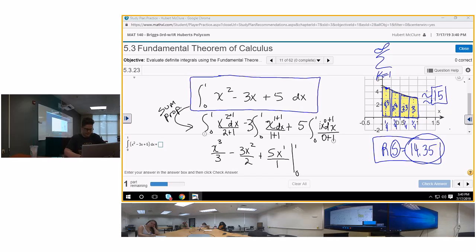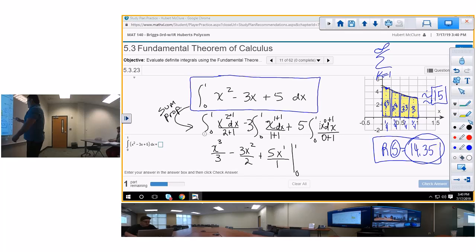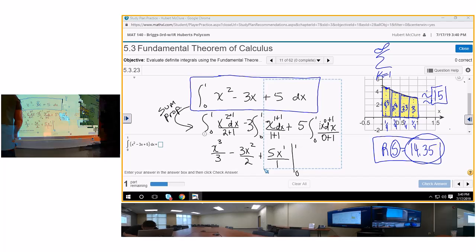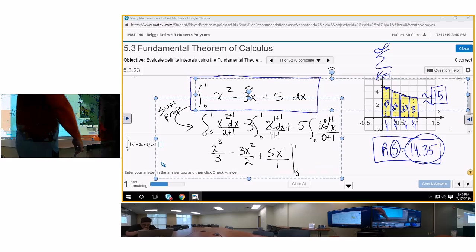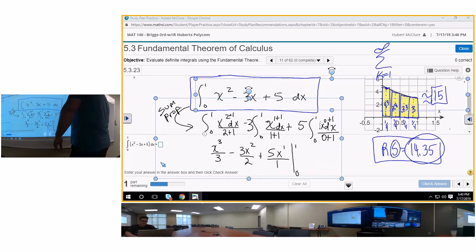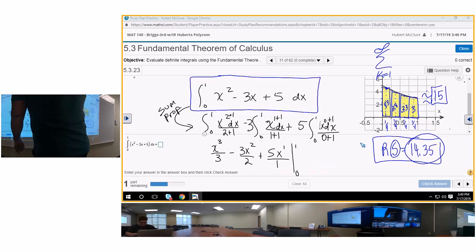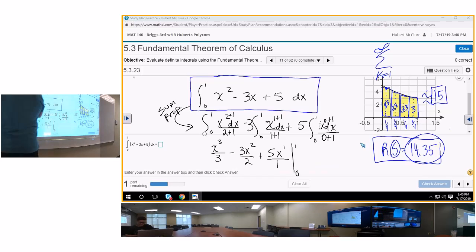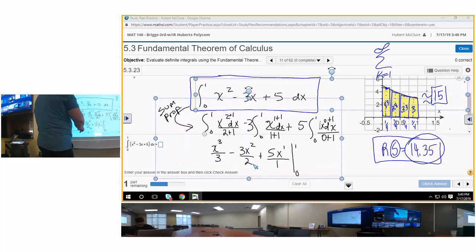All right, so that's the antiderivative. Now you got to evaluate. Evaluate means plug and what? Plug and chug, Hubert. And I can't move any of this stuff. I just want to move this. This is all I want to move, is this side right here, and it won't let me.